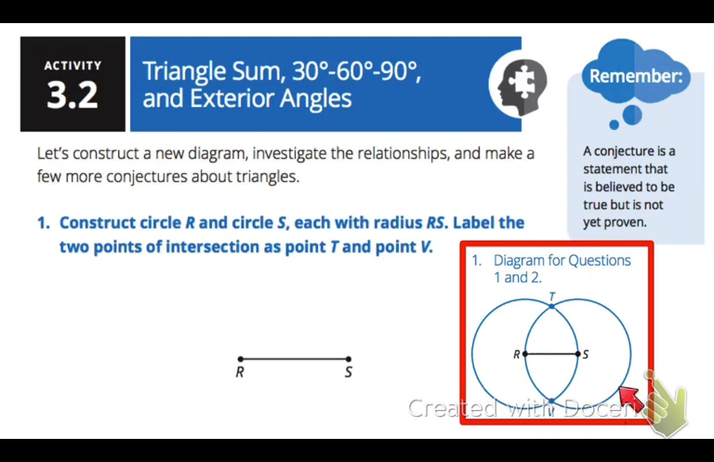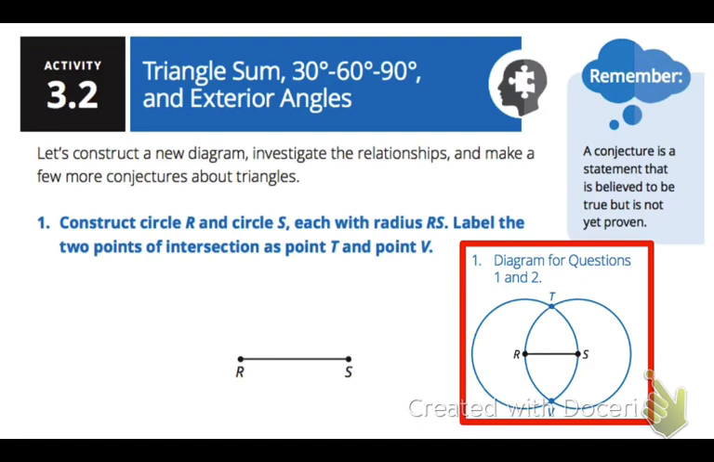Now that you constructed both circles, you should have two of them overlapping each other. They should both have a radius from R to S. So if you notice, this is the center for S. That's your radius for this circle on the right. And then for this circle over here on the left, again, R to S is the radius.